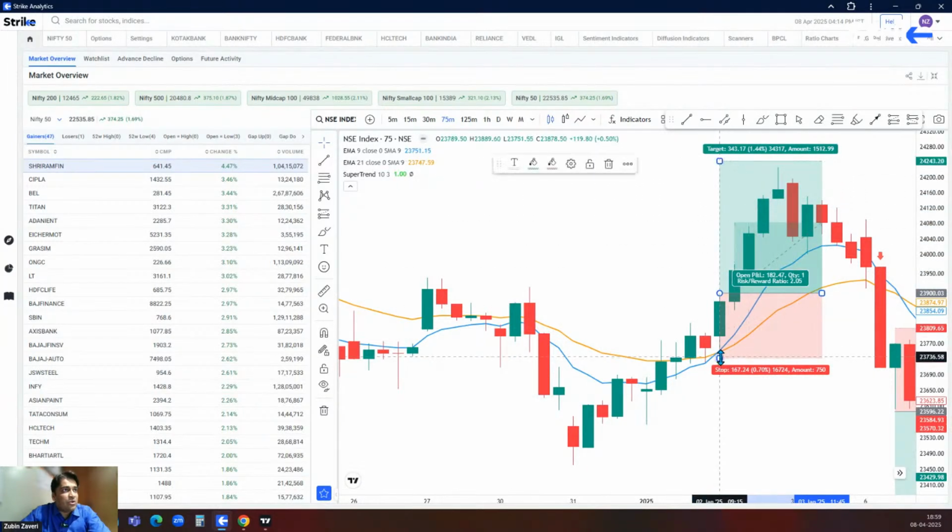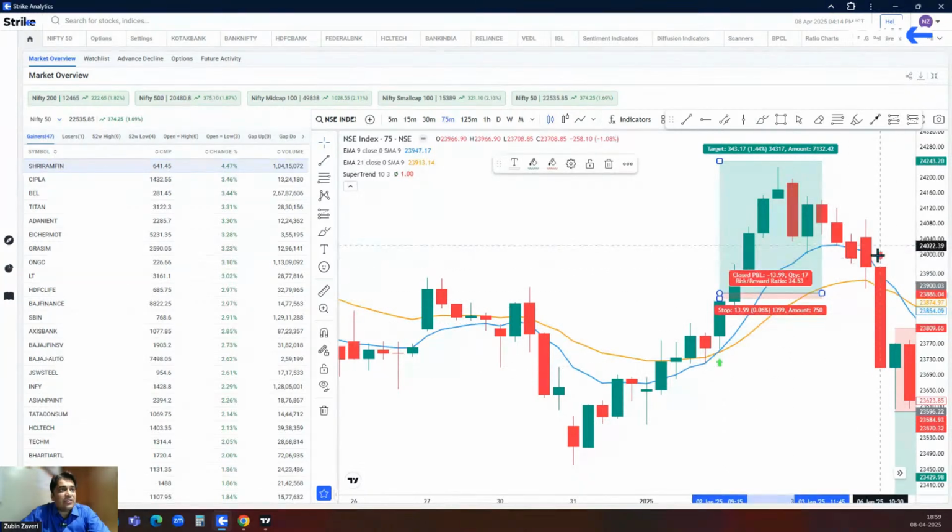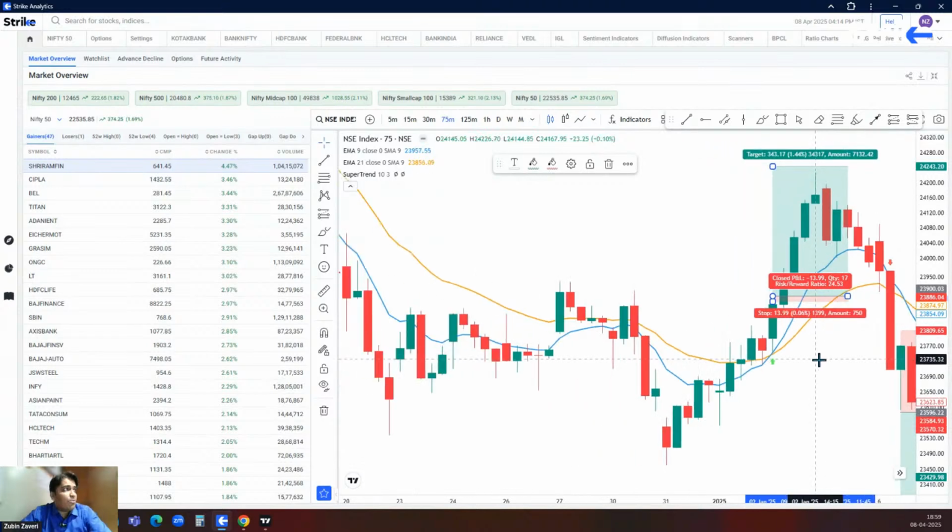The other thing that you can do is at least trail your stop loss down here, so that something like this big move does not take away all your profits. So it is also very important to do that.